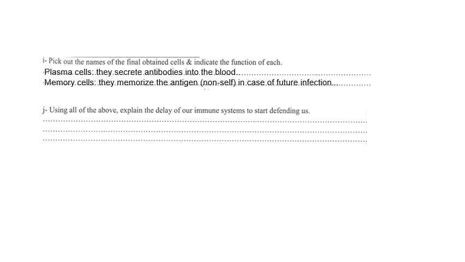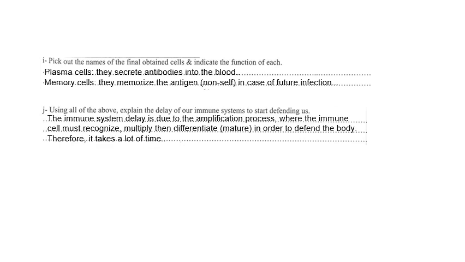Using all of the above, explain the delay of our immune system to start defending us. The immune system delay is due to the amplification process, where the immune cell must recognize, multiply, then differentiate or mature in order to defend the body. Therefore, it takes a lot of time.